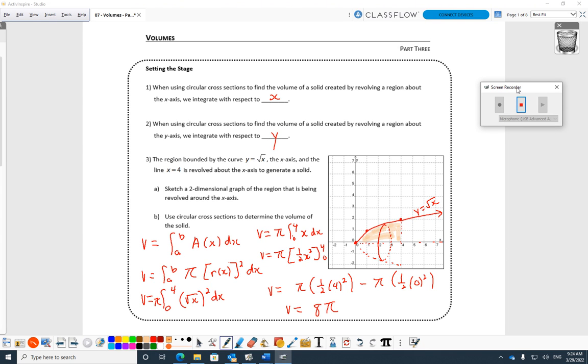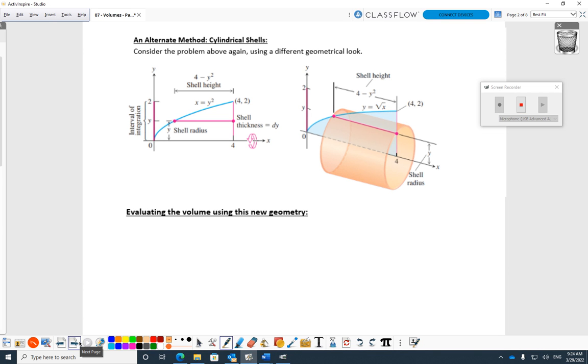We're talking about maybe doing an alternate method of this, and the picture on the next section shows off an alternate method here. And I've stolen these pictures right from your textbook. It says, consider the problem above, again, using a different geometrical look, which without the demos, I'm not sure that this is hard to pick, that it's easy to picture. But now with some demos on it, maybe we can look at this and see what's going on here.